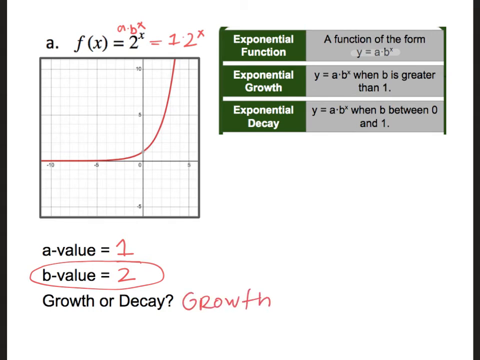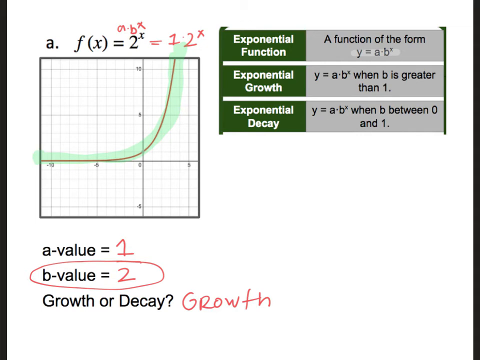Another way you could tell is if you look at your graph, and if you travel from left to right. If I go from left to right, notice that I start down here, and then my graph goes up, up, up, up, up, forever and ever. So that means that one is going to grow. We start at the bottom, it's getting bigger and bigger and bigger. So it is a growth function.